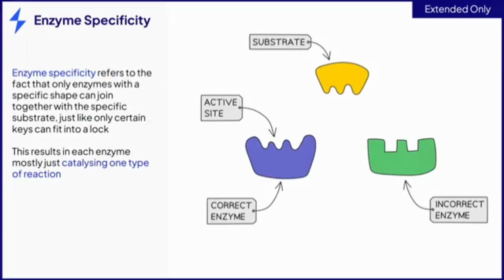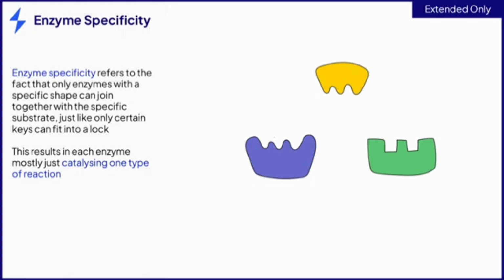The phrase enzyme specificity is an important keyword. It describes the fact that each enzyme can only catalyze reactions with the correct shaped substrate, just as only the correct shaped key would unlock each lock. This means that each enzyme usually only catalyzes one type of reaction.